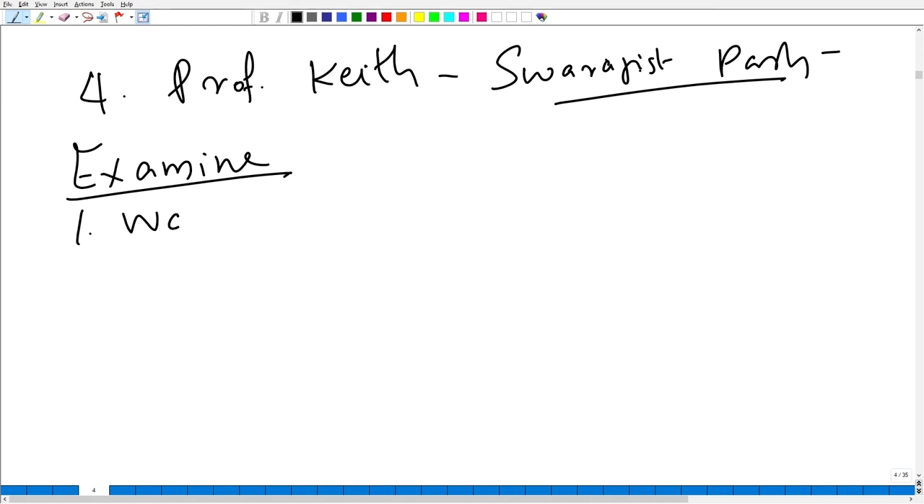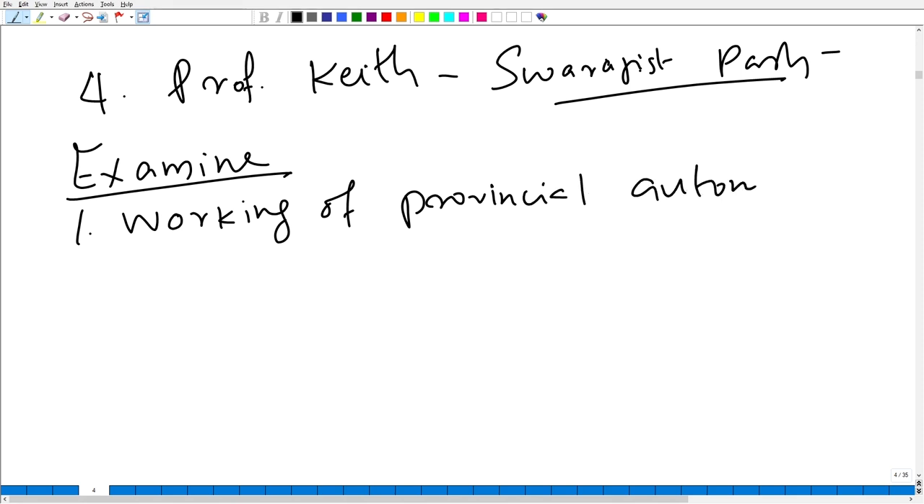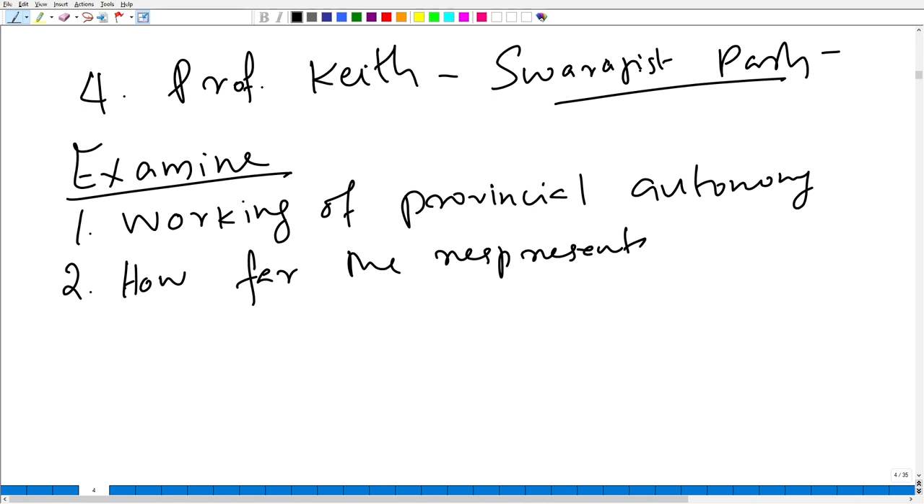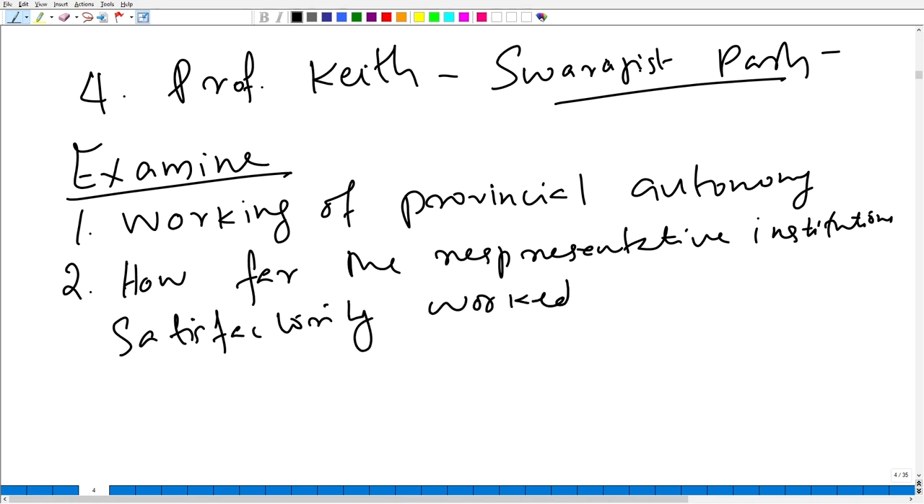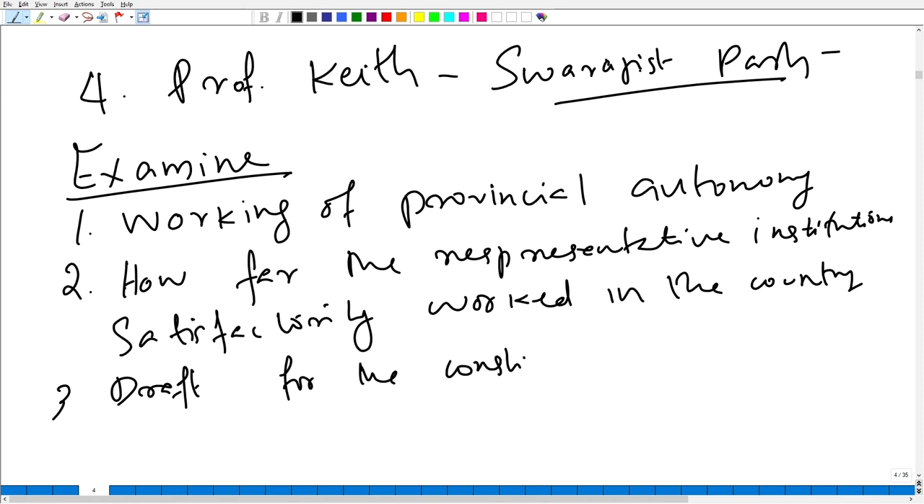One, working of provincial autonomy. The commission would inquire or examine the functioning of the provincial autonomy. Then, how far the representative institutions satisfactorily worked in the country. Three, draft for the future constitution of India. These were the terms of reference of the Simon Commission.